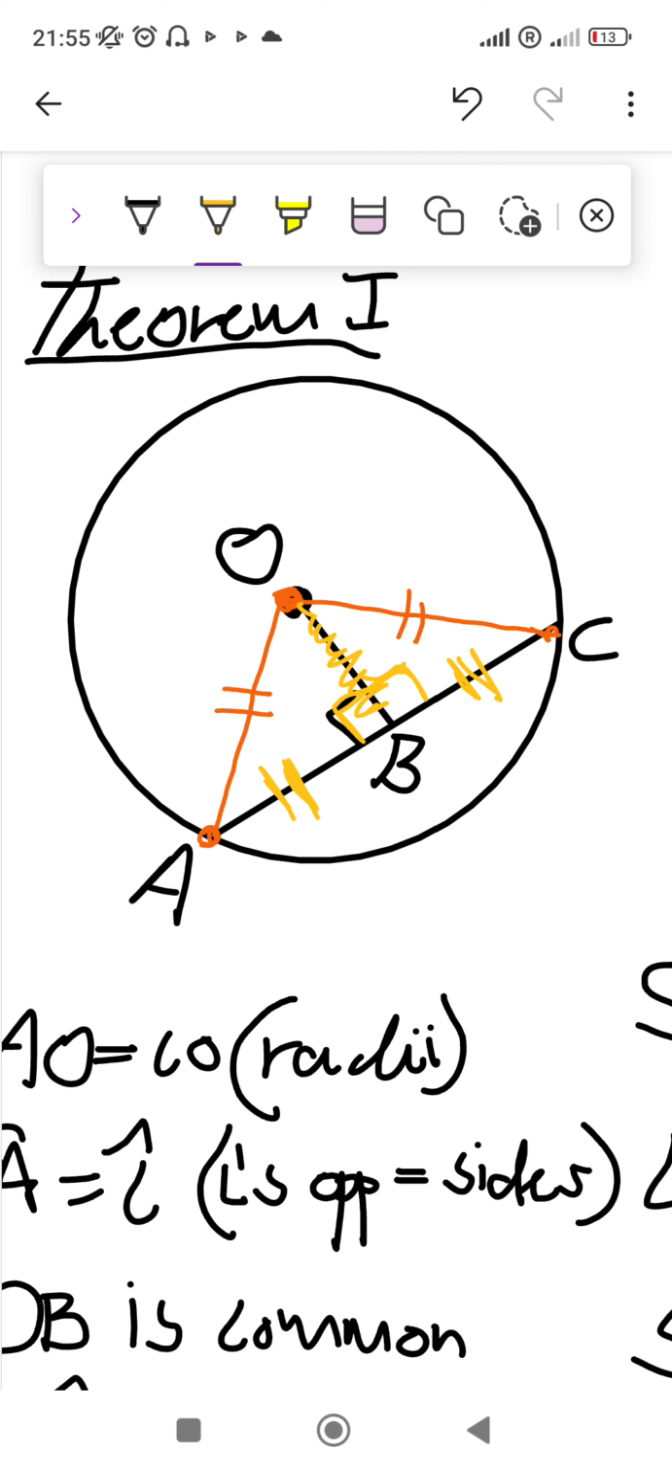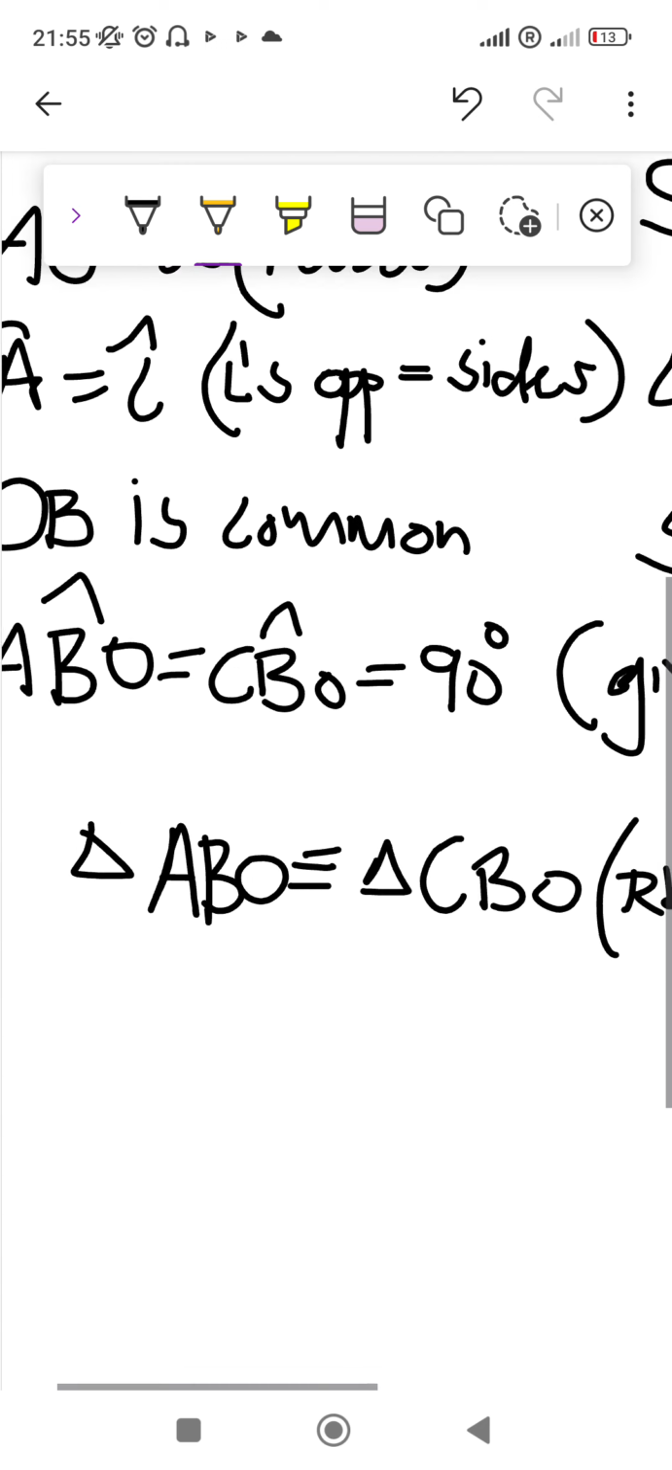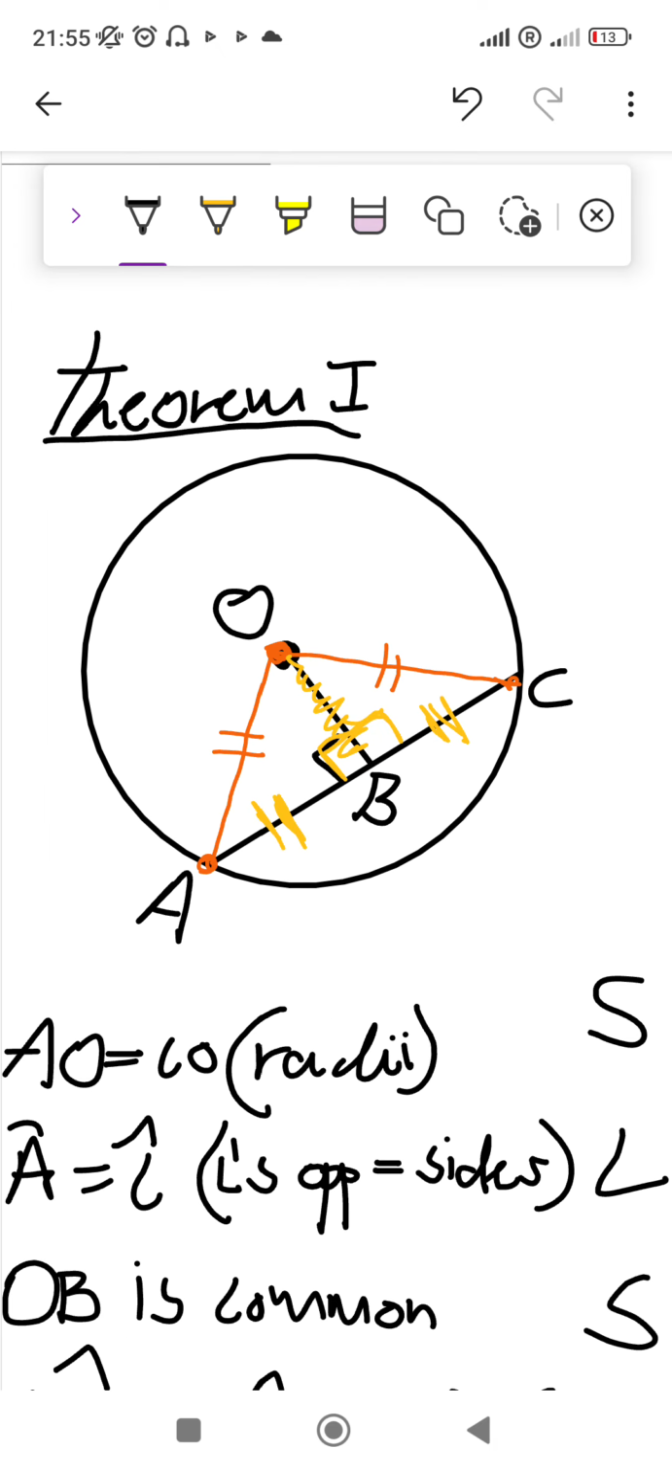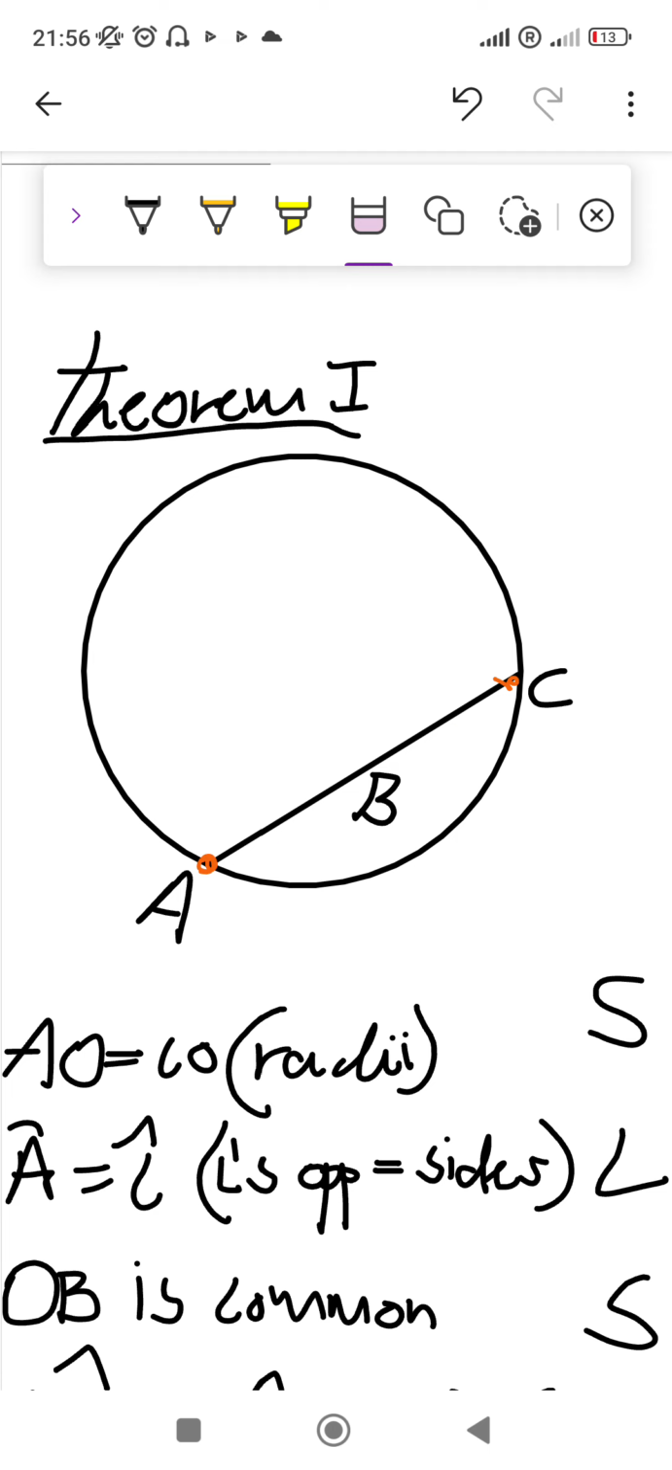So after we've proven our congruency, now we know that AB is equal to BC, and that's what theorem 1 tells us. So theorem 1 tells us this: when you have, let's erase all of the extra stuff that we've included. Okay, maybe I'm erasing too much here. Okay, I'll throw in the rest.